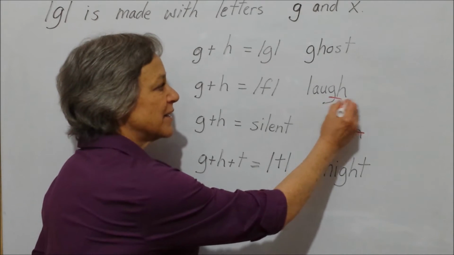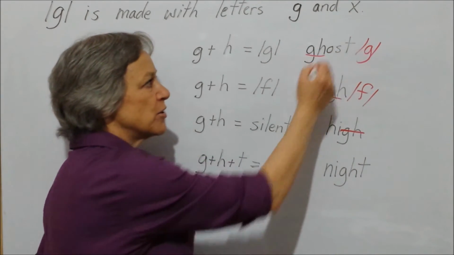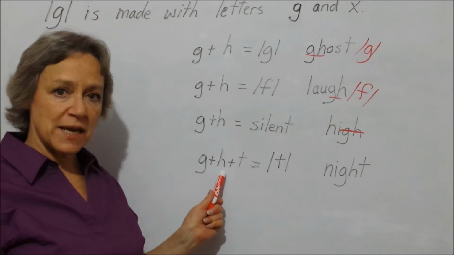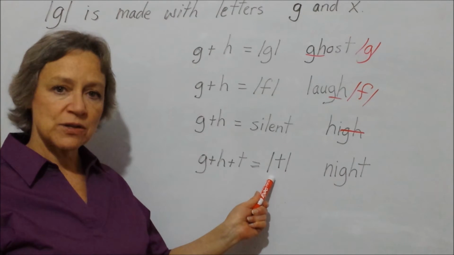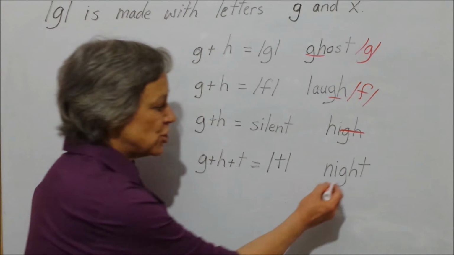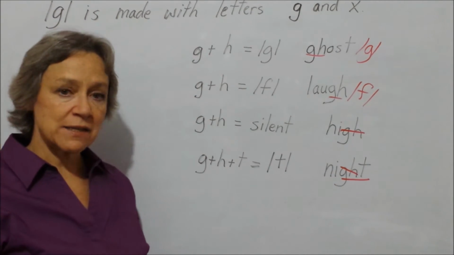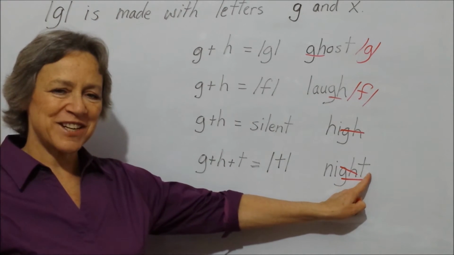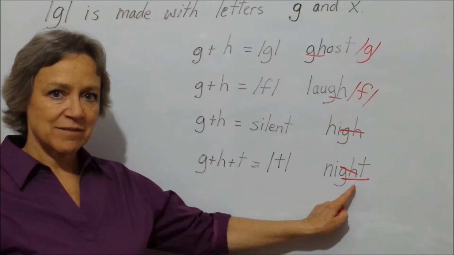In this one, that made a F. And in this, at the beginning of a word, GH made G. G plus H plus the letter T normally just sounds like T. Here's GHT. The G and H are silent, just as they are up here, but when followed by the letter T, we do hear a T sound. This is the word night.